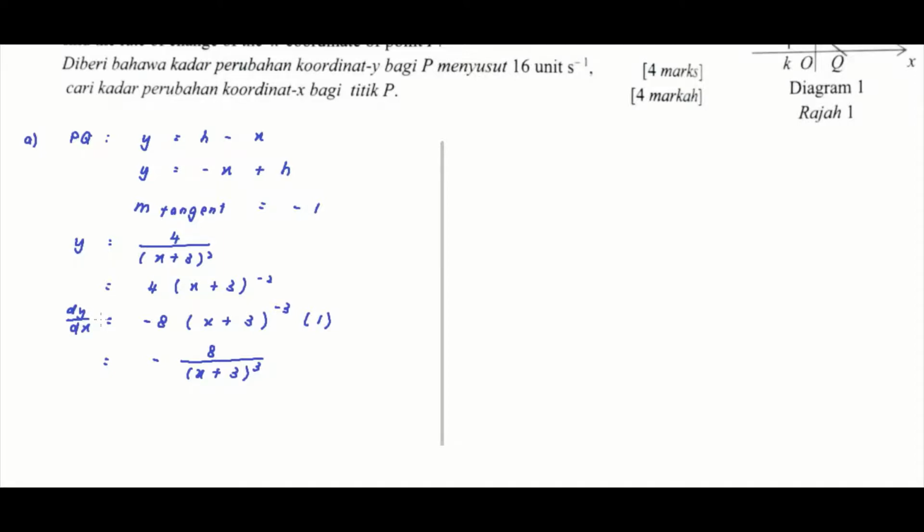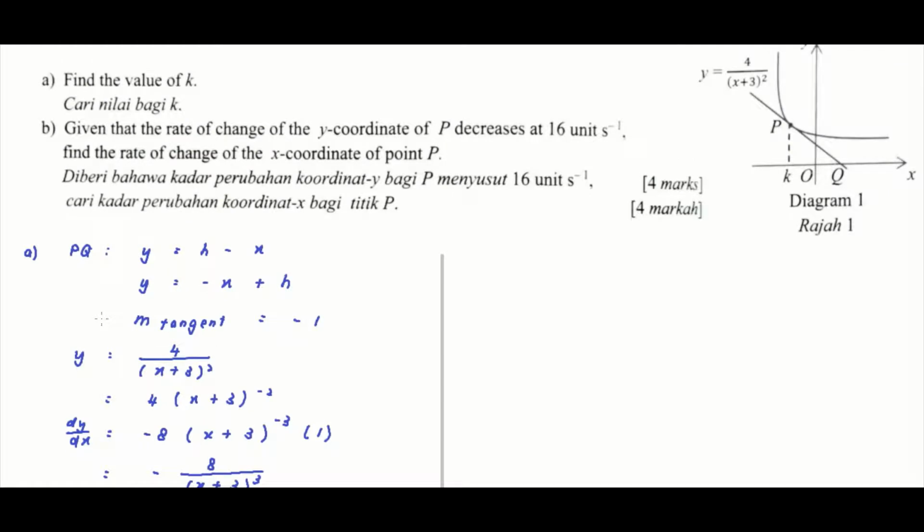All right. Since we know that dy/dx, after we substitute the x, is going to be equal to the gradient of the tangent at that specific point, and the gradient of the tangent is -1, our dy/dx will be equal to -1 when x is equal to k, which is at this point, because the tangent touches the curve at this point.